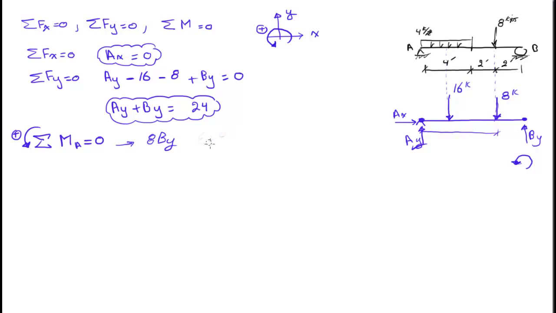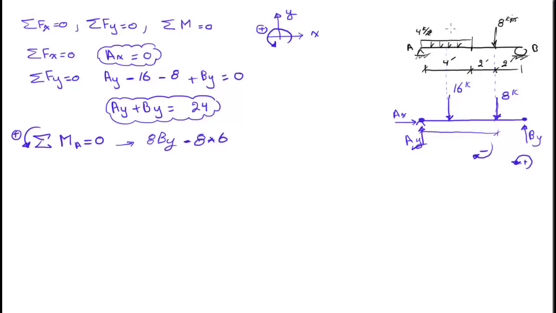Okay, so it's gonna be the force 8 multiplied by the distance, and the direction is gonna be this way, so it's gonna be a negative, and that of course is a positive. So put a negative here. Same thing goes for the 16. 16 times half the distance.